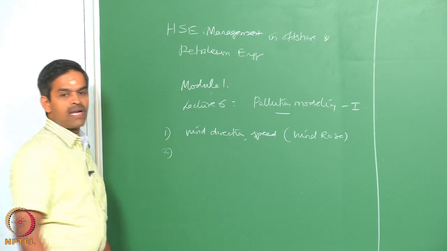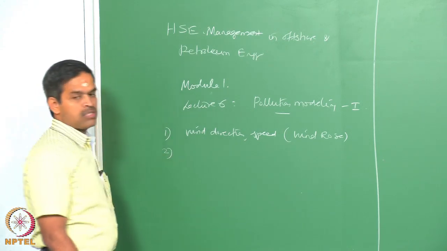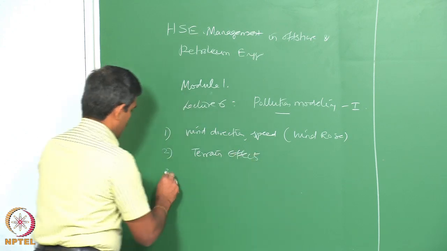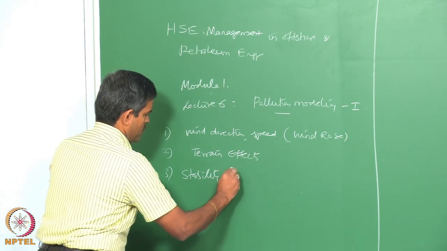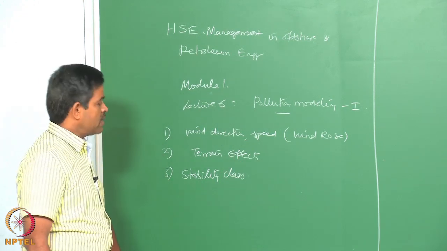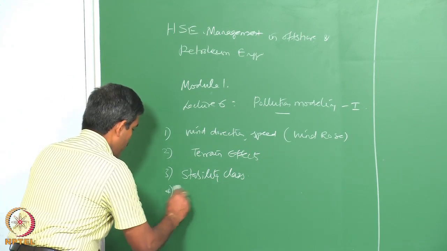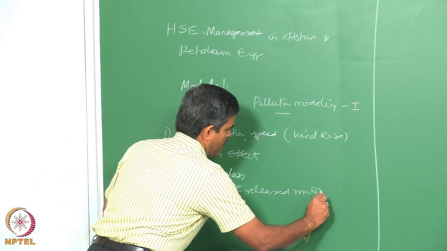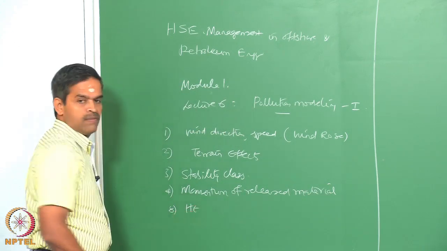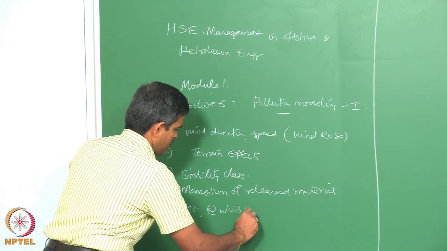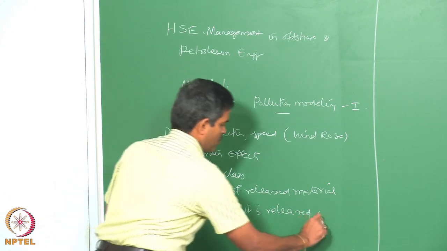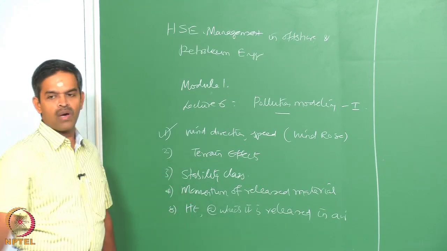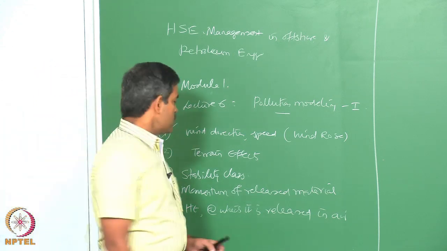We also said the other factors which could be affecting the pollution modeling for atmospheric pollution can be the terrain effects, the stability classes, which accounts for the weather conditions, humidity, temperature, etc., the momentum of the release of the material, and of course, most importantly, the height at which the material is released. We have discussed this specific factor in detail in the last lecture. We will talk about the remaining ones very quickly in this present lecture. So, let us focus on terrain effects.